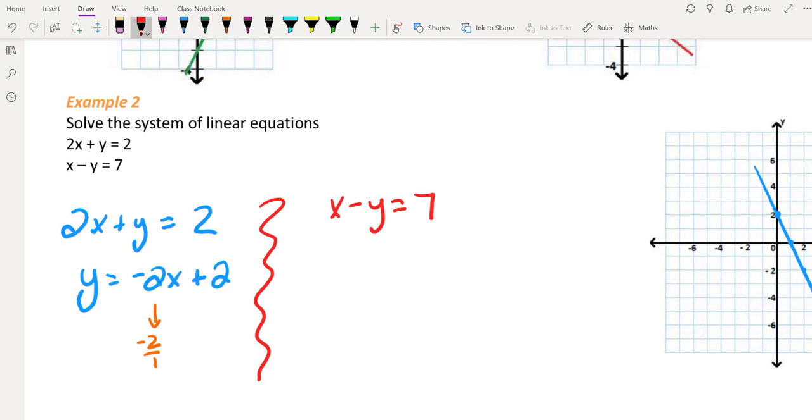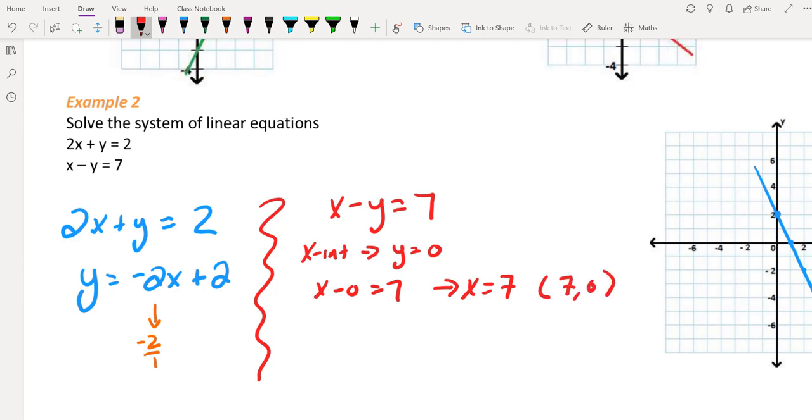So the x-intercept, we set y equal to 0 and solve. So x minus 0 is equal to 7. So the x-intercept is x is equal to 7, so the point 7, 0.